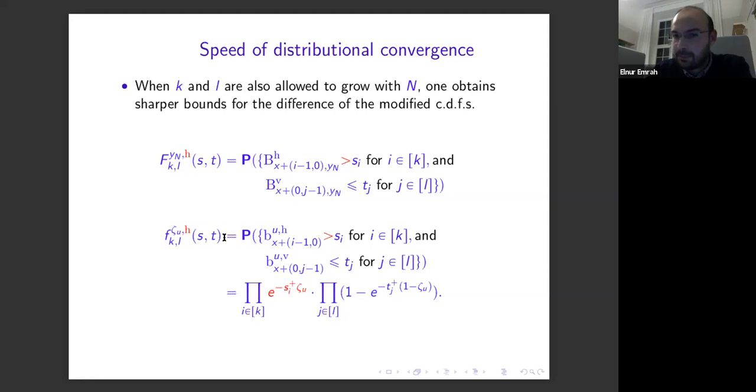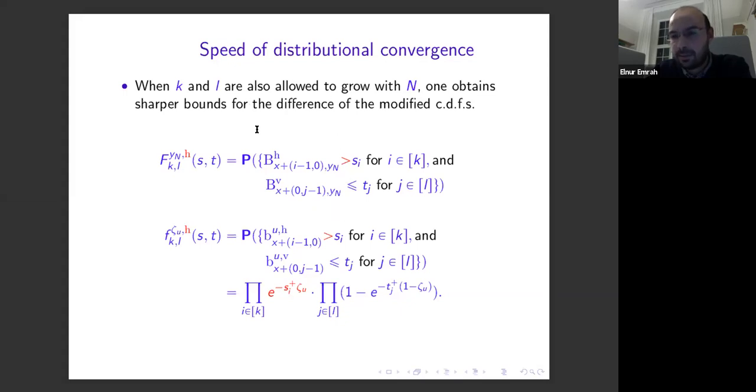And I do the same for the limiting CDF. So it's easier to work with this. This is due to the monotonicity structure of the last passage times. Of course, when K and L are fixed, this doesn't matter. Well, in any case, this contains the same information as the original CDFs. And when K and L are fixed, one can get the same bounds by doing finitely many operations.